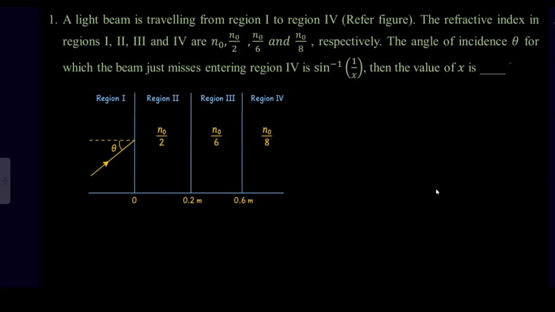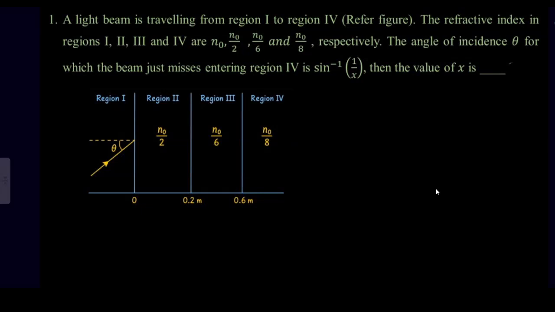A light beam is traveling from region 1 to region 4 as shown in the figure, and they have given the refractive indices of 1, 2, 3, 4 like this. Find the angle of incidence theta for which the beam just misses entering region 4. So, have you heard about the critical angle? Yes, critical angle. We will discuss the critical angle as of now.